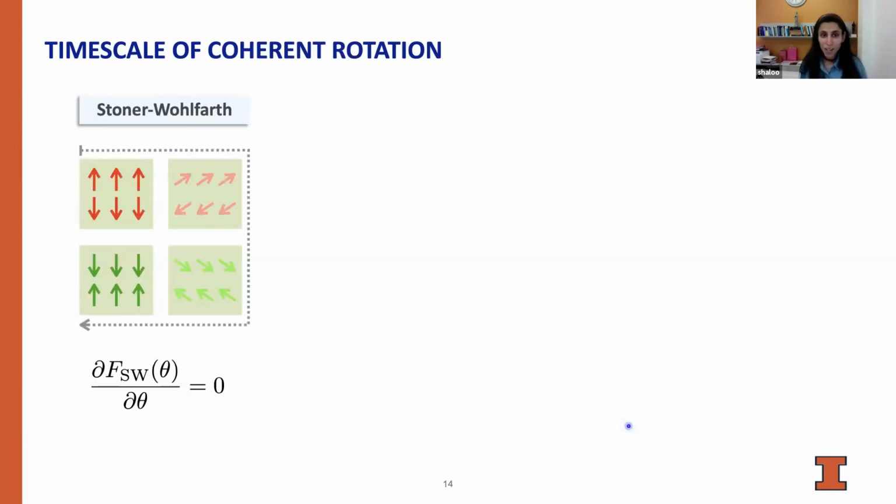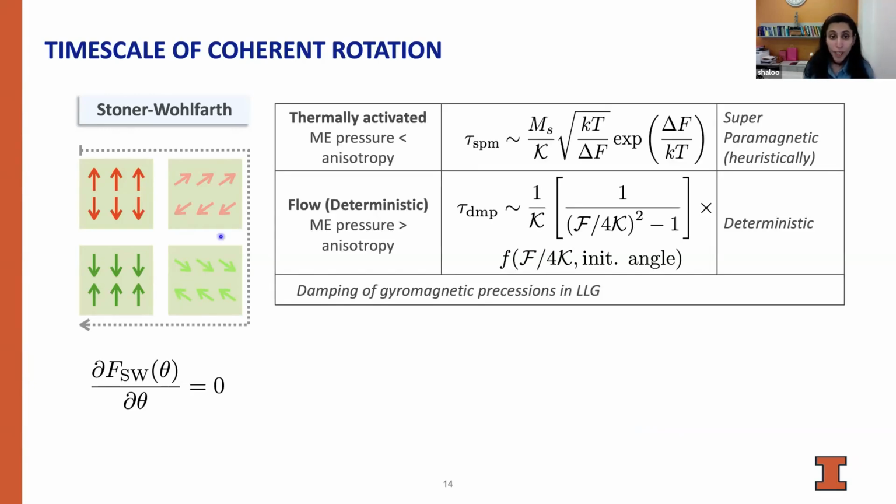And finally, we come to coherent rotation. This is my third and last slide on all the different mechanisms. After this, I'll show you some cool calibration results. Here we apply the Stoner-Wohlfarth model to write down the free energy, which we then extremize with respect to the orientation angle. Again, like before, if our magnetoelectric pressure is less than the anisotropy, we would be in the thermally activated regime. And here, very heuristically, we use Néel-Brown theory of superparamagnetism to write down the time scale of reversal.